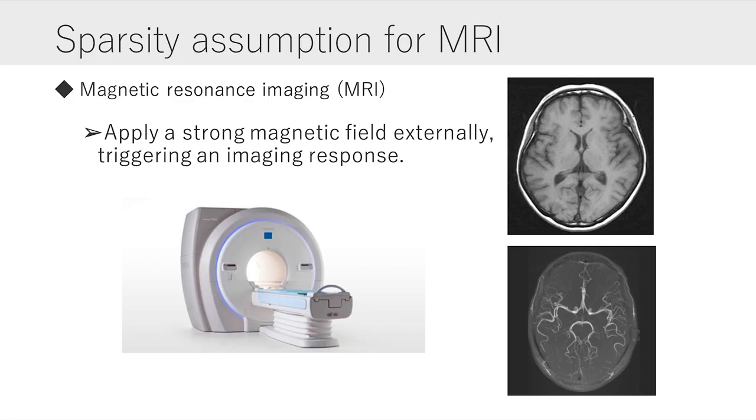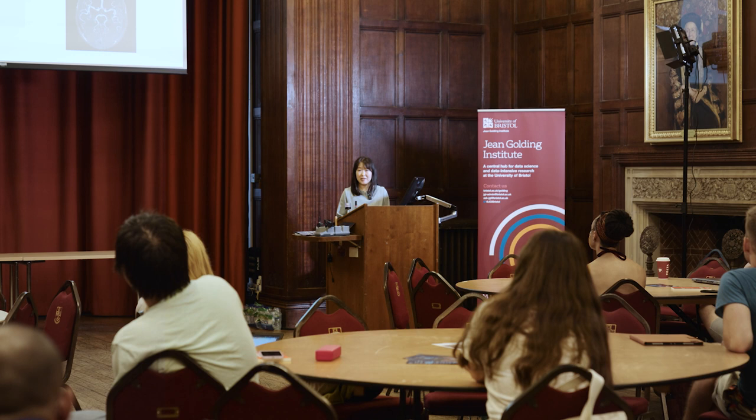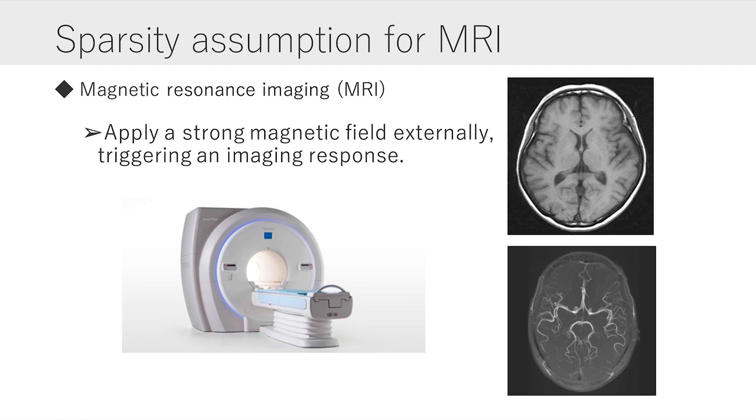Now, the sparse estimation is expected to be applied to MRI scanning. So MRI scanning is a medical device like this in hospitals. And using this MRI scanning, we slice our body and take pictures without invasion. And we obtain these kinds of figures. So these are brains.